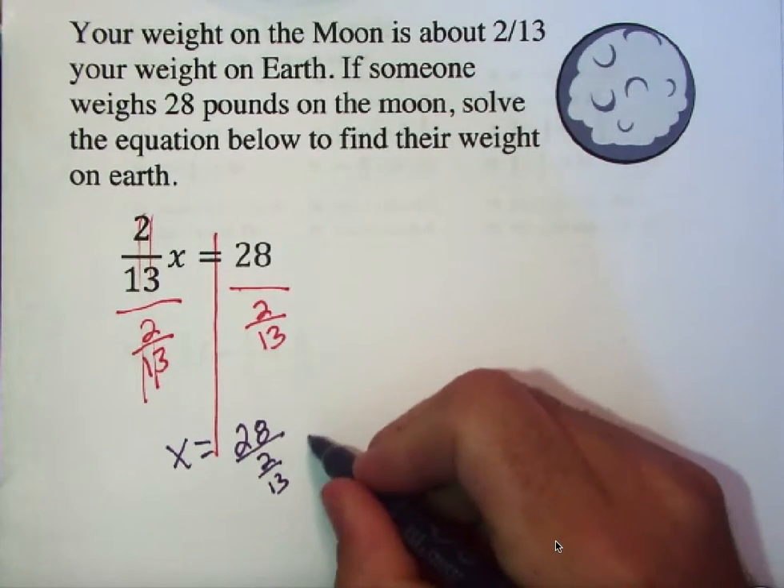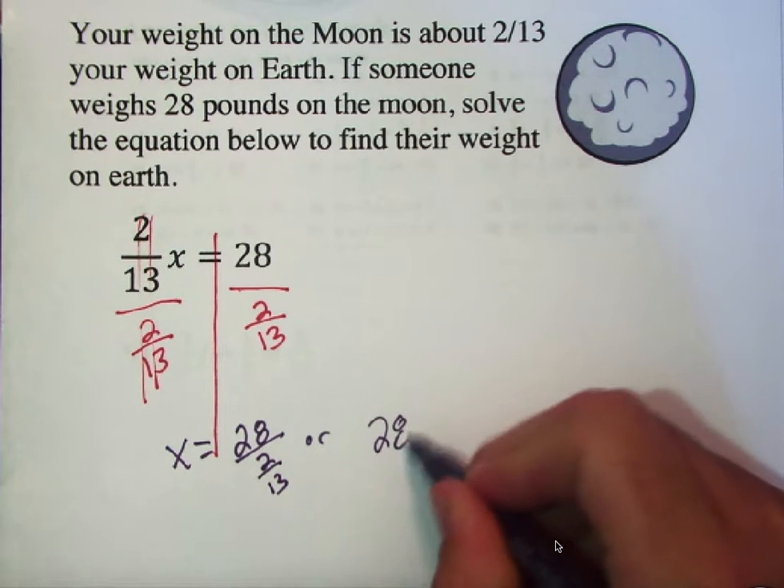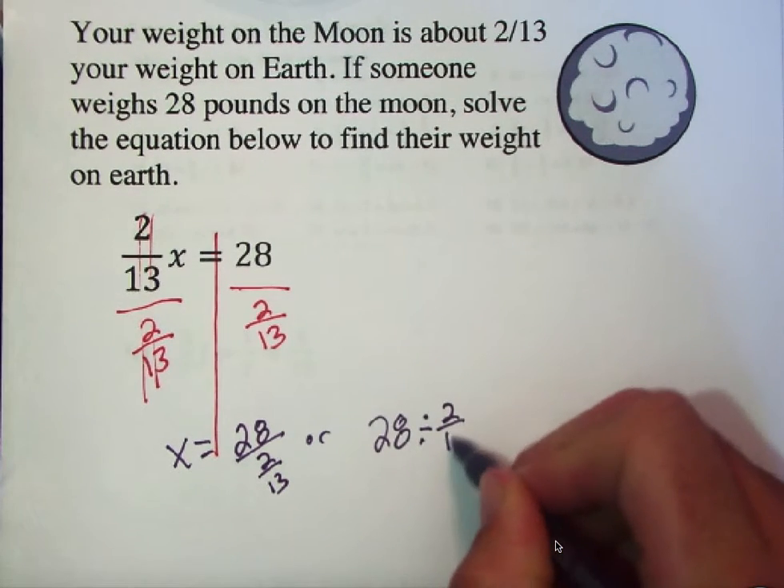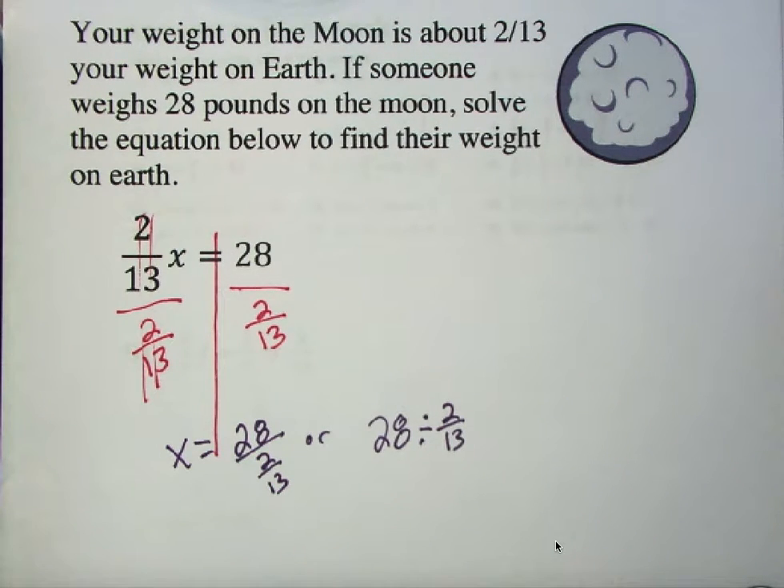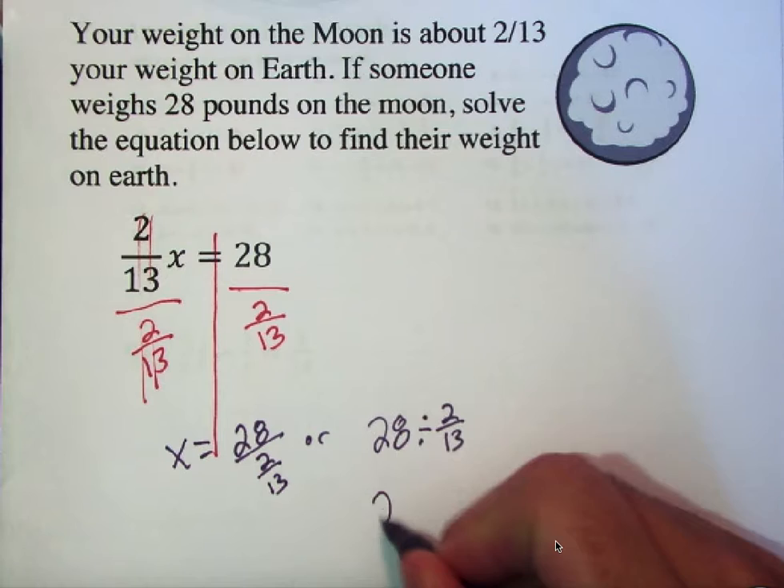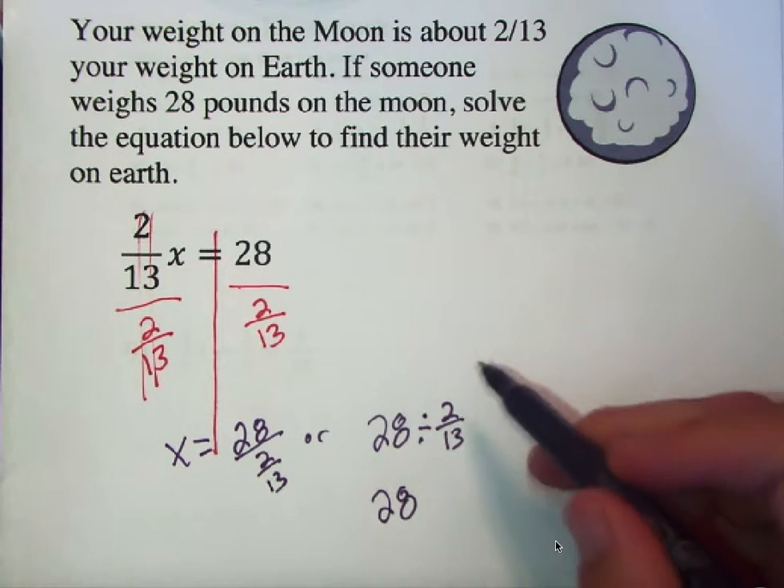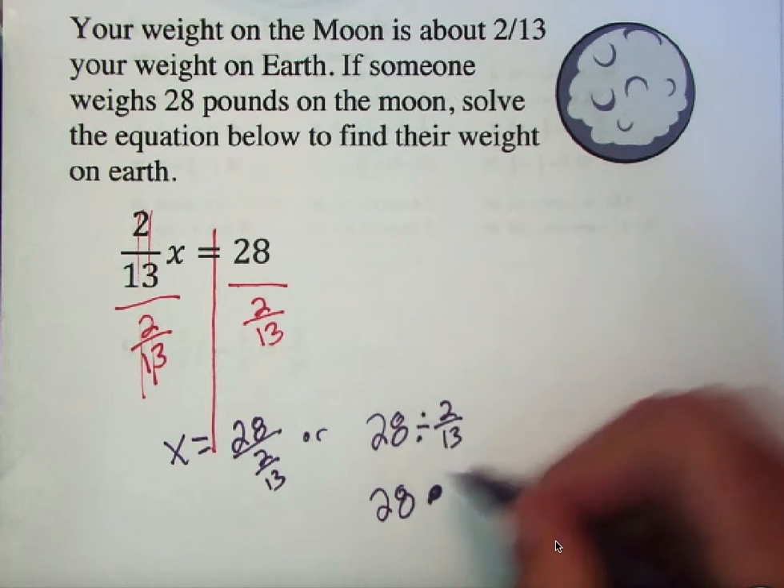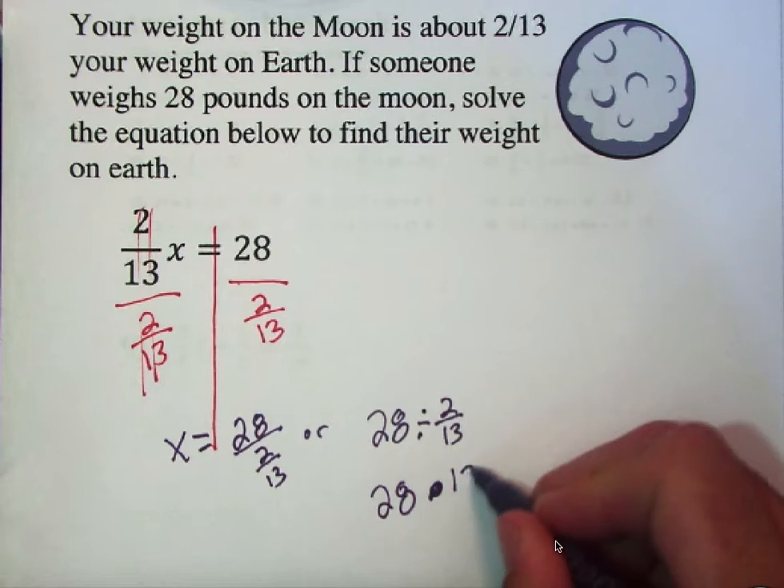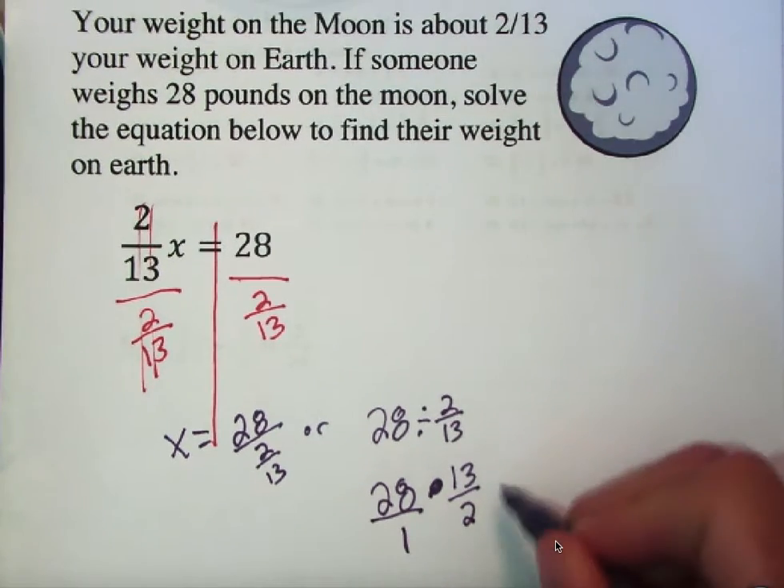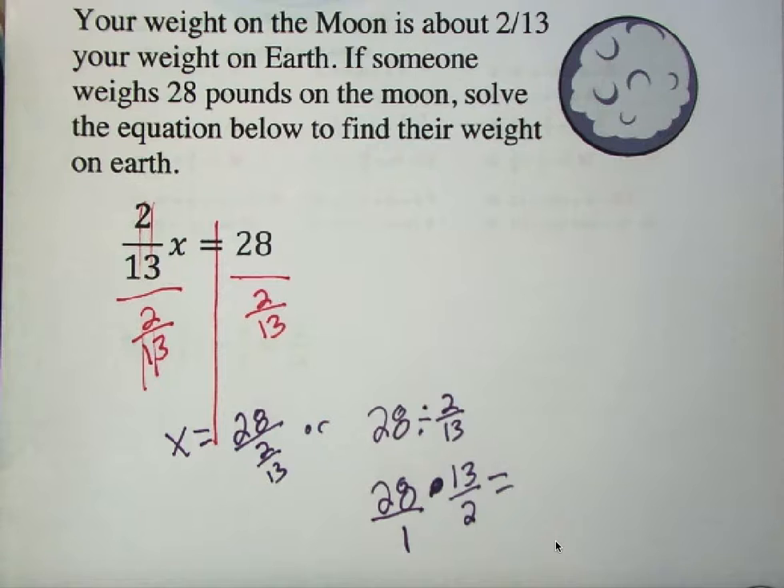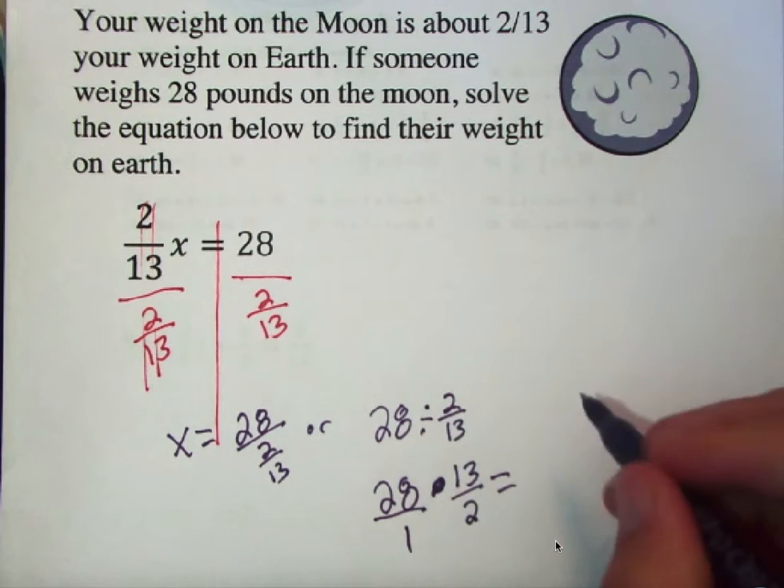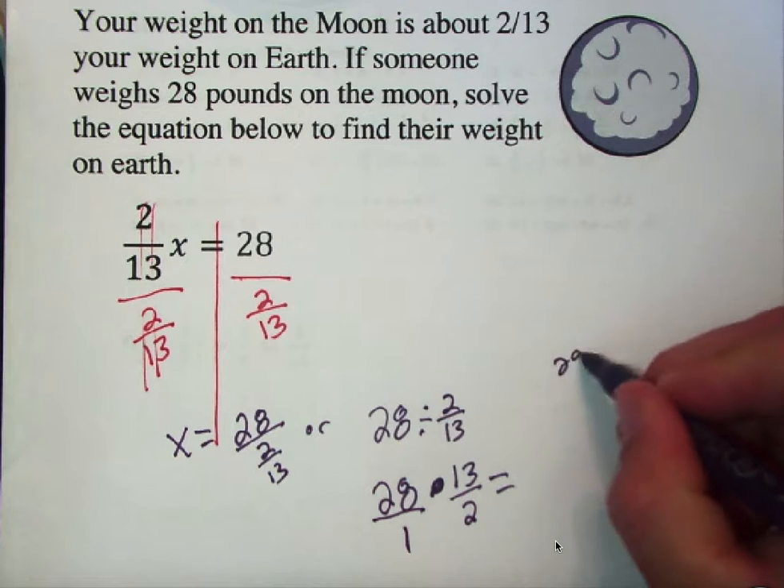Students would have come up and shown you this, or it's 28 divided by 2/13, right? You've probably never divided by a fraction before, because it's much easier to do an equivalent expression, which is multiply by the reciprocal. So we're going to change it to multiplication, and the reciprocal of 2/13 is 13 over 2. Okay. And now we just go straight across. 28 times 13.